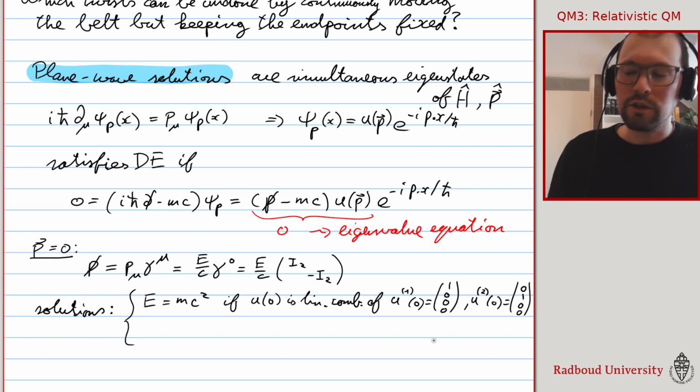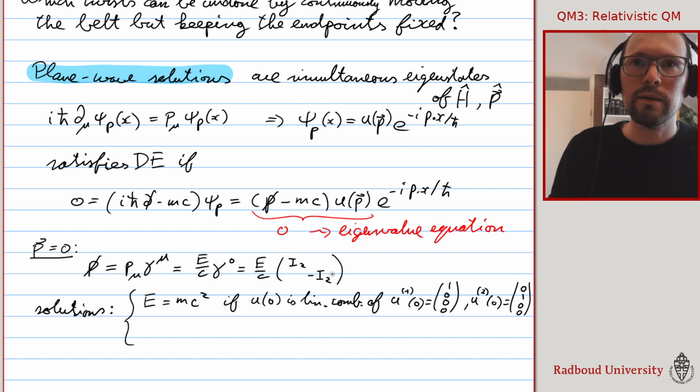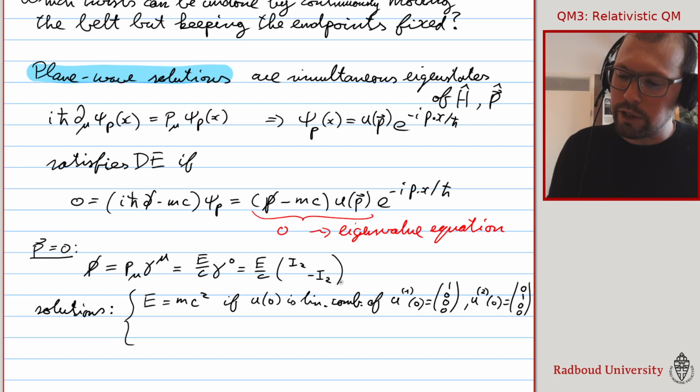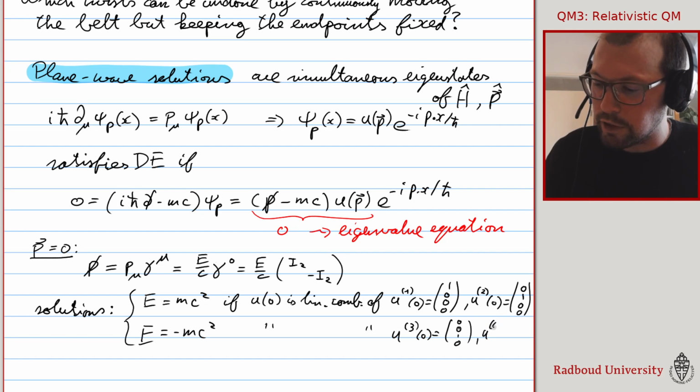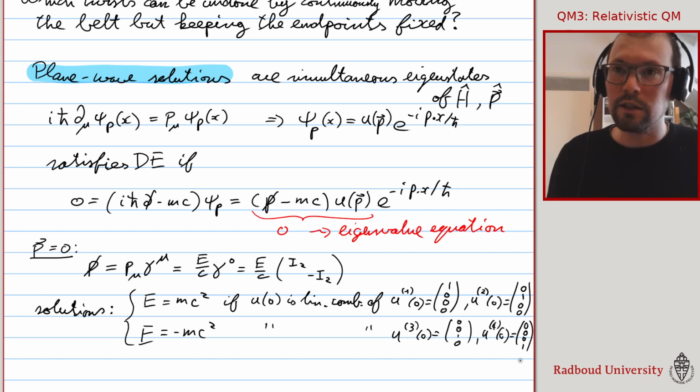If I want to get the remaining solutions, then I should take u to have non-zero components for the third and fourth entry. But then in order for it to be an eigenvector with eigenvalue mc, I have to take E to be minus mc squared. So those will be linear combinations of the third and fourth entry.